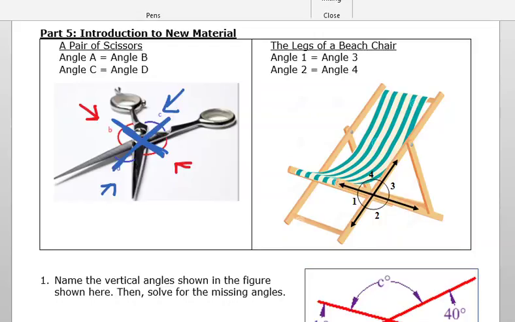On my legs of a beach chair, take a moment. Oh, it says it right here. I have angle 1, which is equal to angle 3. These are opposite angles. They're vertical angles. And I have 2 equal to 4, also vertical angles.